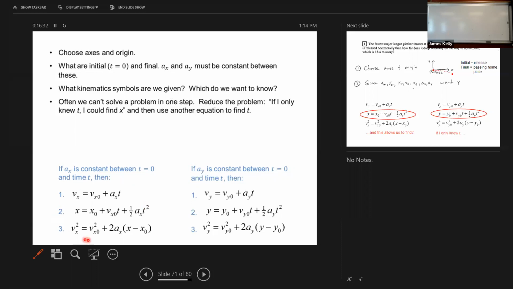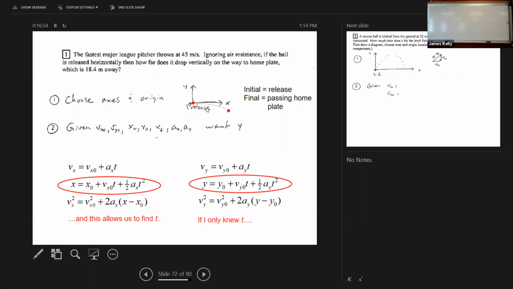And then we start looking at what things are we given. There's a lot of symbols down here. Which ones of those symbols do we know? Which ones do we want to know? And then we start looking for kinematics equations that involve the thing we want to know. And even more so than in chapter 2, you're going to find that oftentimes it's not just one and done. You're going to have to work and think.